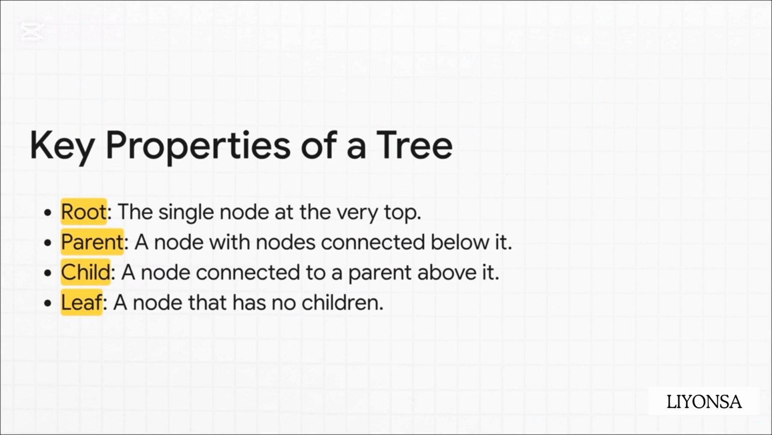So let's stick with that file system idea. The single main drive, like your C drive, that's what we call the root. It's the beginning of everything. Any folder inside of it is a child, which makes the drive its parent. Simple enough, right? And what about a file itself, like a photo or a document? Since it can't have anything inside it, we call it a leaf. See? Every part of the hierarchy gets a name.